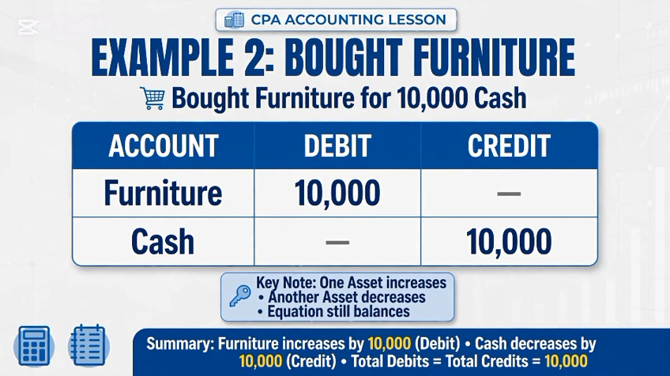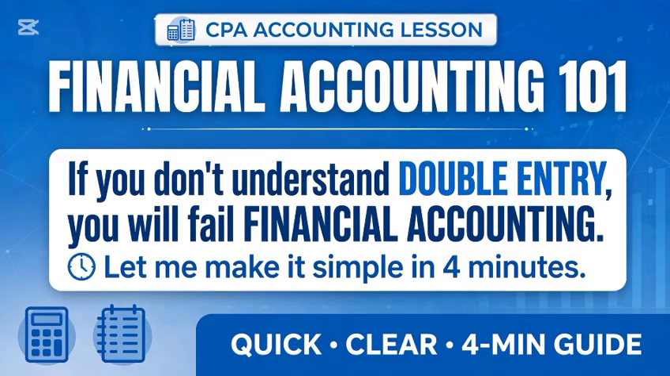Let's do examples. Example 1. Started business with 50,000 cash. Journal entry: debit cash 50,000. Cash is an asset and it increased. Credit capital 50,000. Capital is equity and it increased. Accounting equation remains balanced. Assets plus 50,000 equals equity plus 50,000. The business now has 50,000 cash as an asset and 50,000 capital.